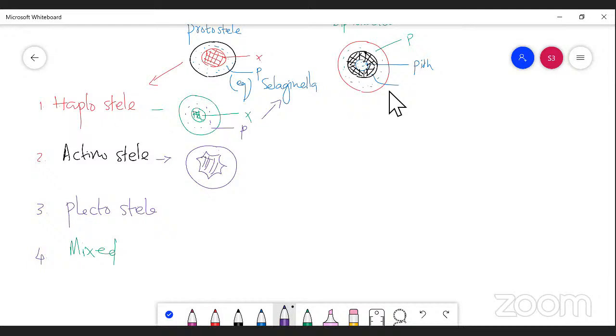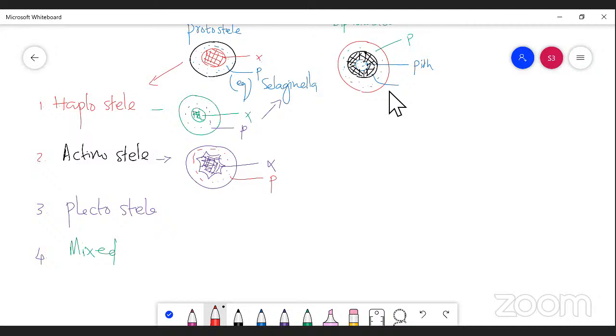It is a peculiar character of actinostele. But there is no presence of pith region. Actually, xylem, which is in the form of a star-like structure, around which you can see phloem elements. Now, this is a phloem element. The phloem is there.